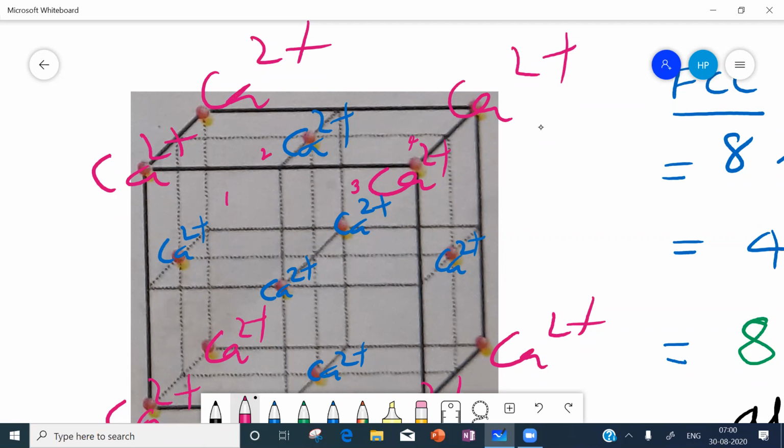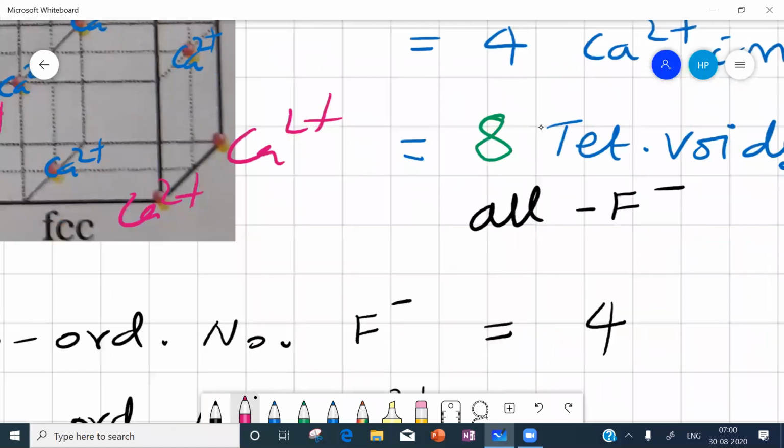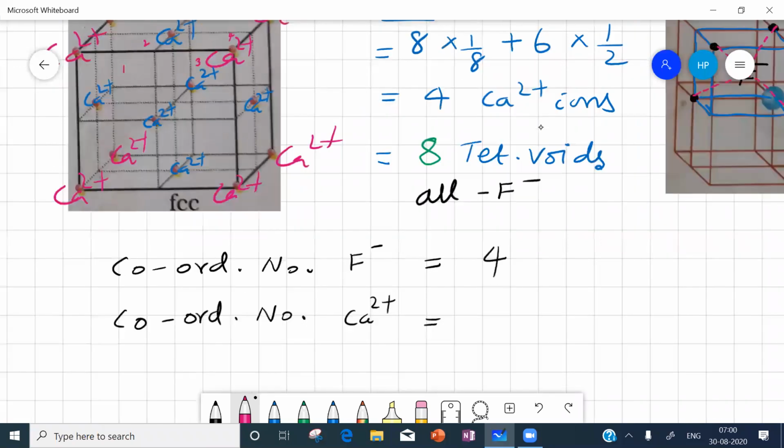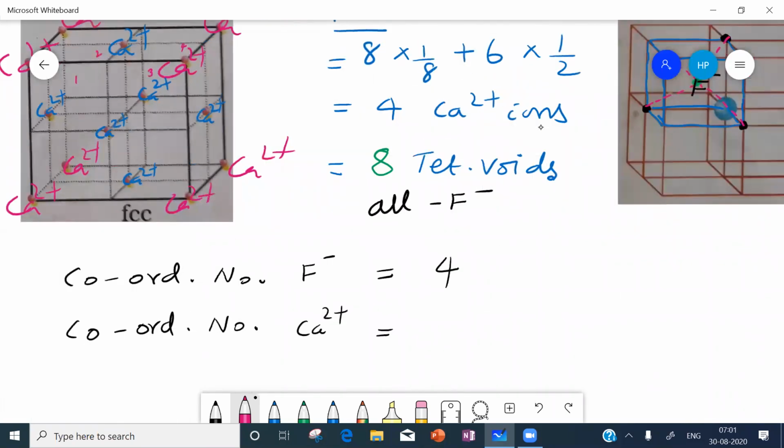Do you say 4 or 8, or we cannot predict, or some other value? Okay, 8. You are saying 8. The small cube center point, that body center, is called the tetrahedral void. Then you say the coordination number of Ca2 plus. In the tetrahedral void, F minus ions are there.